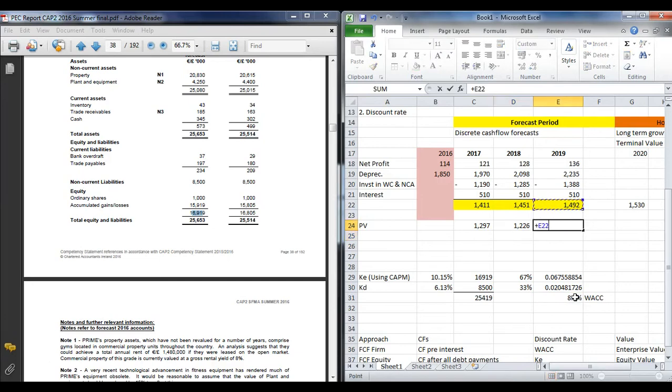And finally then 1492 divided by 1 plus the discount rate to the power of 3. So 3 years, 2 years and 1 year. So that is the present value of the first 3 years cash flows, because we have those individually and we have them forecasted out, therefore we can discount them back.